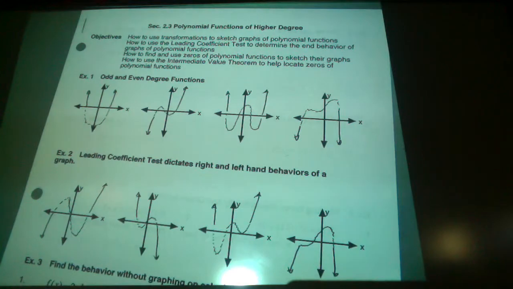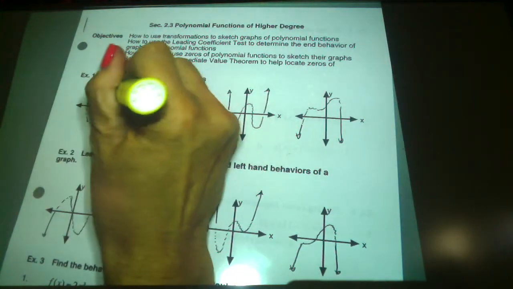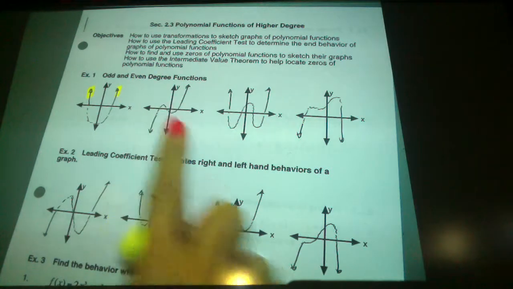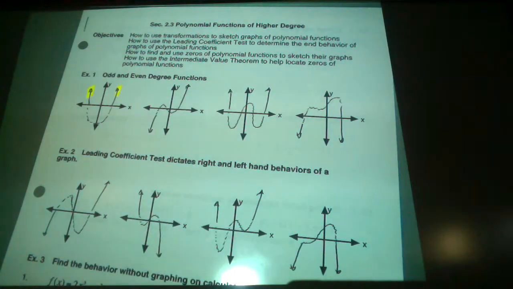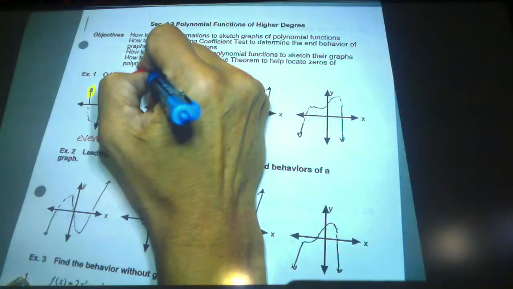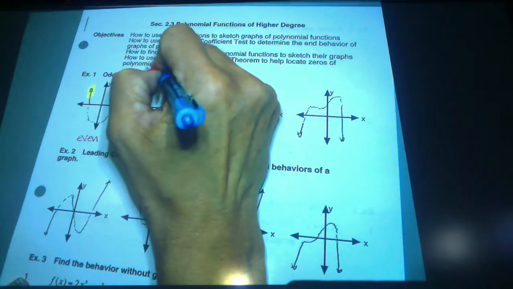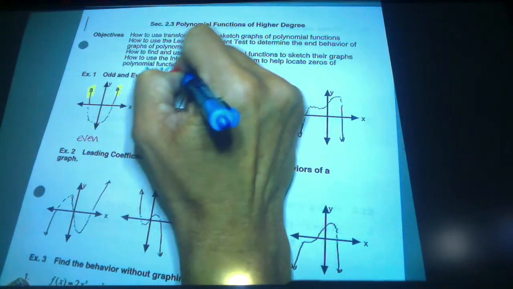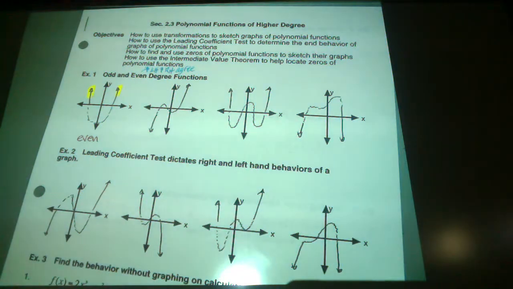As I look at this, I know that I've drawn it so it looks like a parabola. The dotted part is just what the graph might look like. With parabolas, that was an even function, wasn't it? This is the second degree. Notice that the left and the right-hand behavior agree. They're both going up. This was an even function. Even functions, they both go up. So you might want to write here, even functions, left hand and right hand agree, meaning they both go in the same direction.